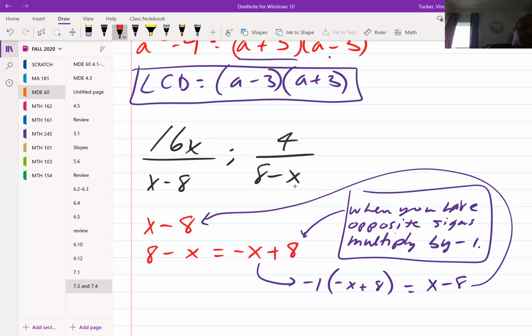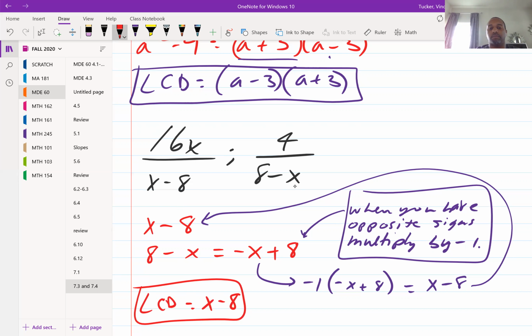So that means my LCD is just x minus 8. You just have to make sure you have opposite signs of each term. All right, questions?